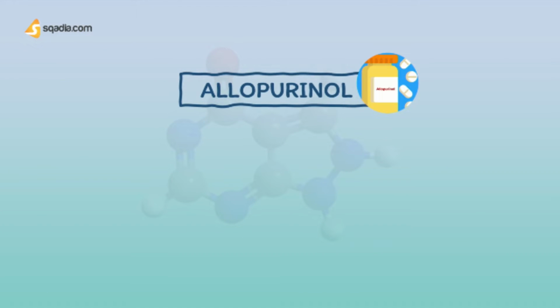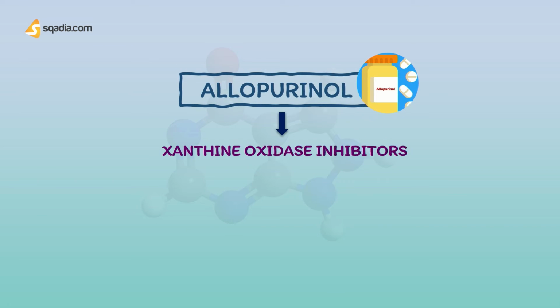Stay with us because we will be discussing precisely why this drug is said to be a drug of choice when treating chronic gouty attacks. Allopurinol is a xanthine oxidase inhibitor, which obviously means that it will block the xanthine oxidase enzyme. But where is xanthine oxidase present?